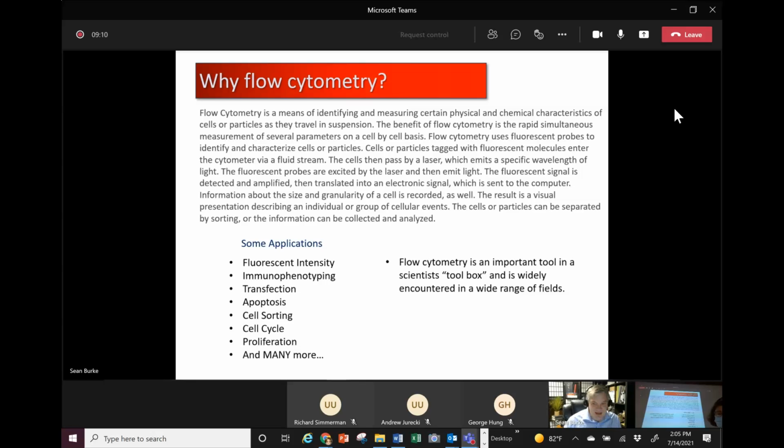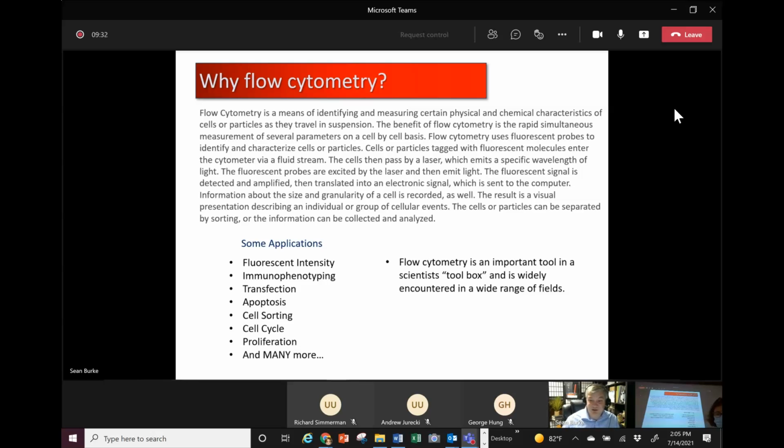In the end, there are a lot of different applications. We can look at fluorescent intensities of these markers that are attached to cells. We can look at immunophenotypes of cells. So we can take a blood cell and figure out, does that cell have CD3 on it? Does it have CD4 on it? Does it have CD8 on it? Does it have all of these things?